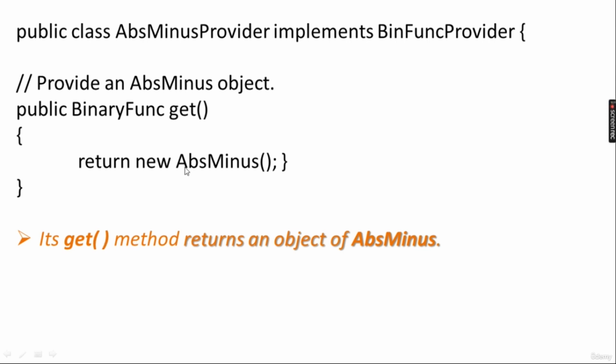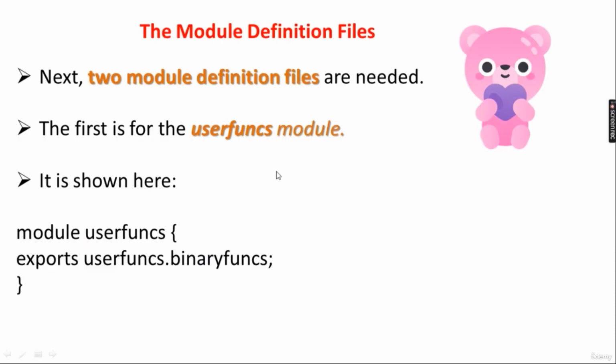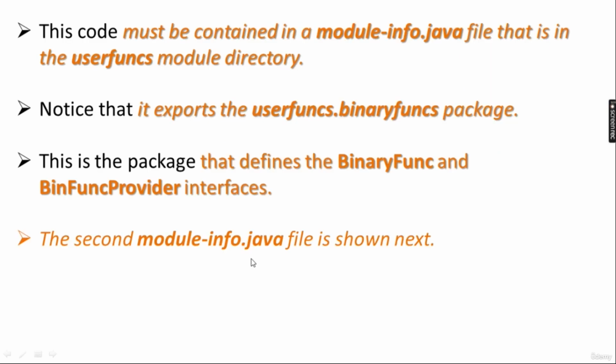And this get method in this class AbsoluteMinusProvider will give you the object of AbsoluteMinus, like new class name semicolon. Then the module definition files. Two module definition files are required. First is for the user functions module. Module userfunctions exports userfunctions.binaryfunctions to the outer module. Okay, so binaryfunctions is exported over here.